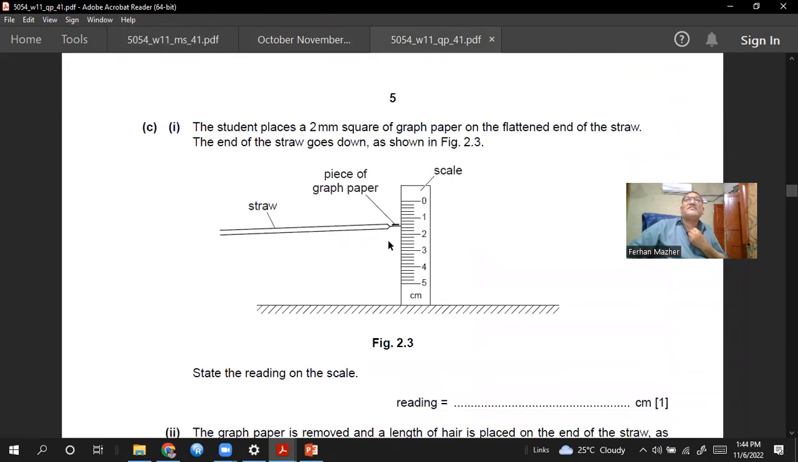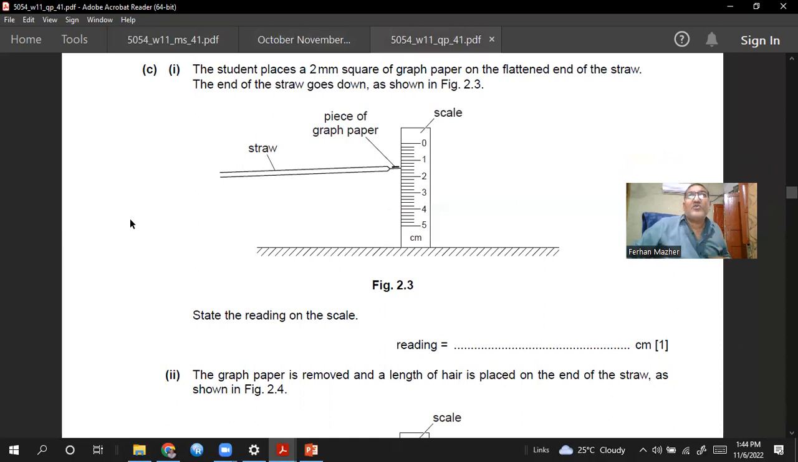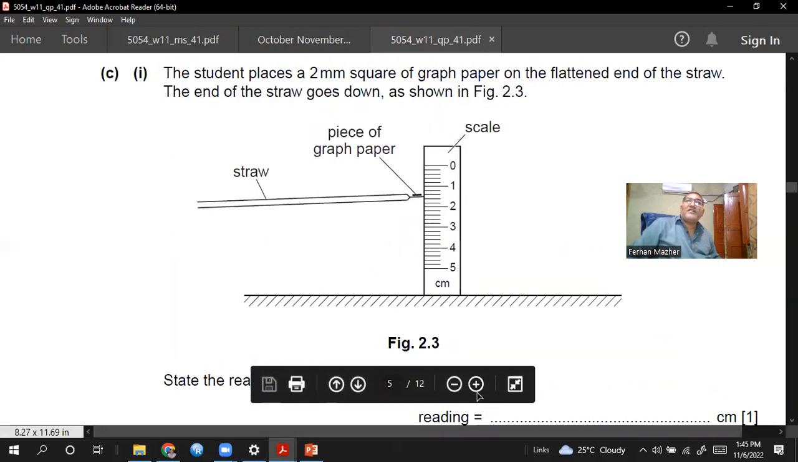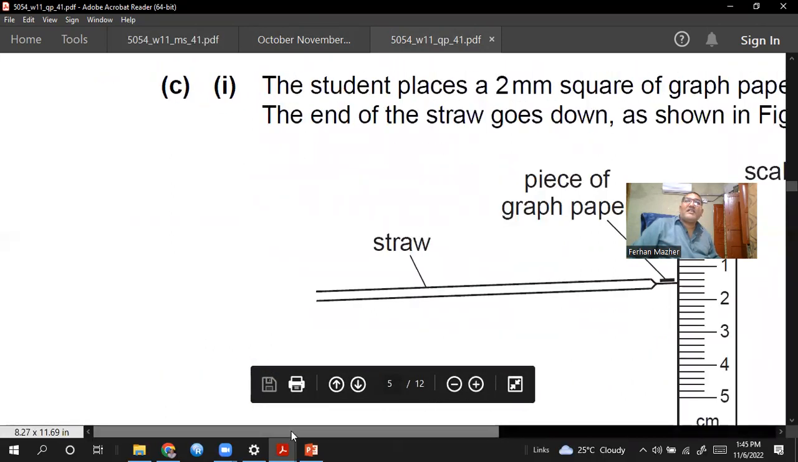Then he says, the student places a 2 millimeter square of graph paper on the flattened end of the straw. The end of the straw goes down as shown in figure 2.3. State the reading on the scale. If you want to find out the reading on the scale, let me increase the size so you can see it more clearly.